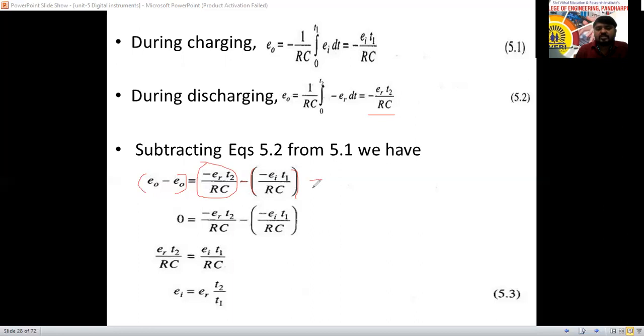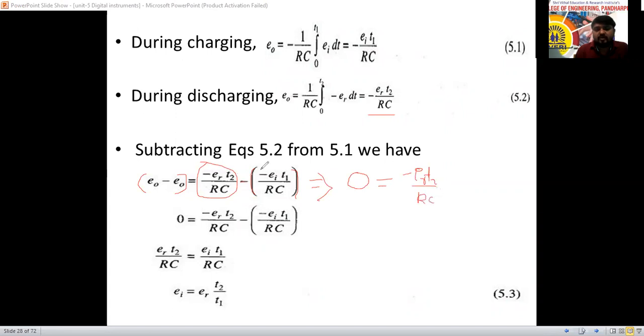Okay. So next thing what will happen? E0 minus E0, what is that answer? E0 minus E0 equal to 0. Yes or no? Yes, sir. So 0 we can use here. Equal to. See here, minus ER T2 by RC is there. I will write as it is here now. Minus ER T2 divided by RC.